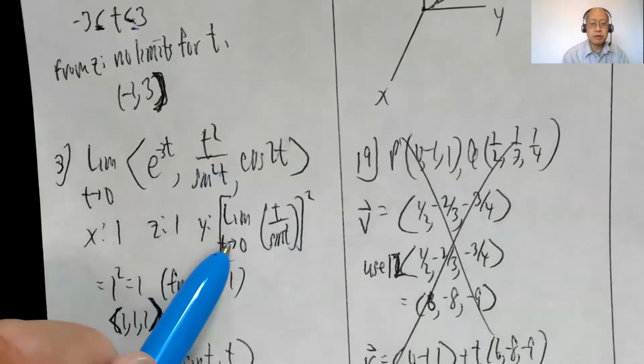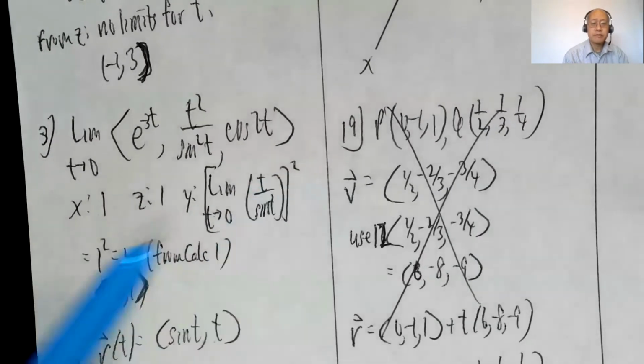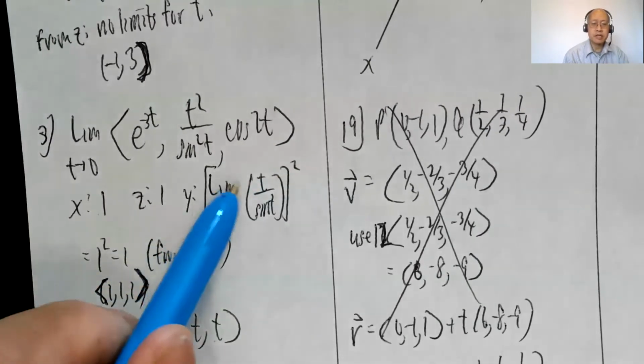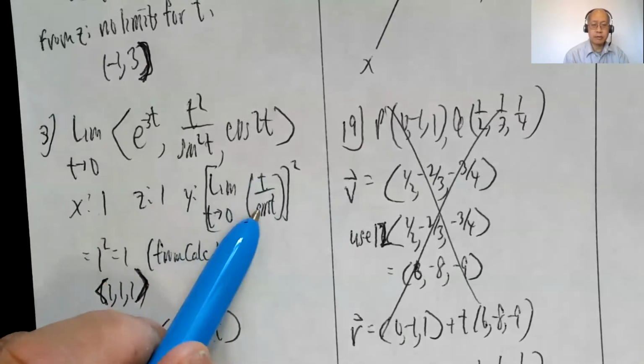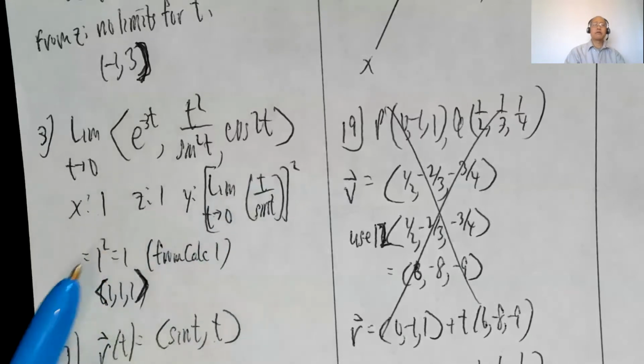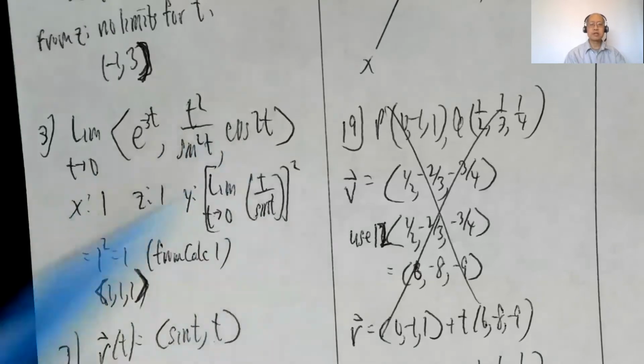Okay, y is a little bit of work. So I take the limit as t approaches 0. Let me break this up into t over sine of t quantity squared. And you might recall from Calc 1 that this limit is 1. So I'm going to have 1 squared, which comes out to be 1. You could also do L'Hopital's rule. So my final answer is 1, 1, 1. This limit is 1. This limit is 1. This limit is 1.